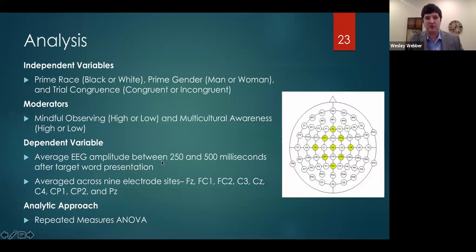Then the dependent variable, as you might expect, was an EEG data point. This was the average EEG amplitude between 250 and 500 milliseconds after target word presentation, that period in which the M400 might exist, where we might see that difference of processing in the EEG. And this value for each trial, each word, was also averaged across 9 electrode sites.